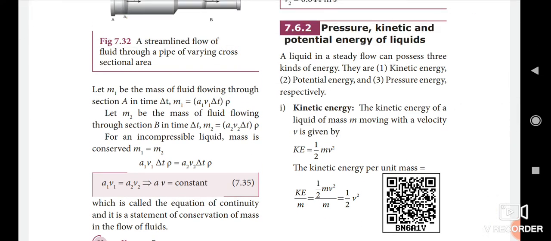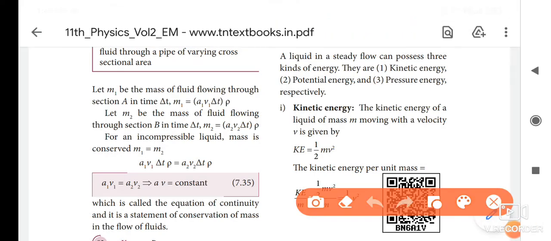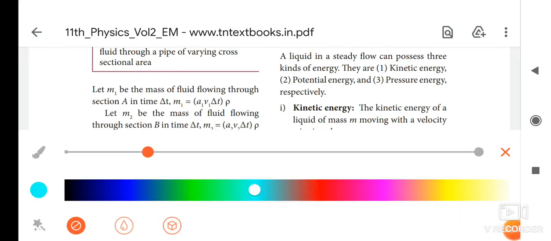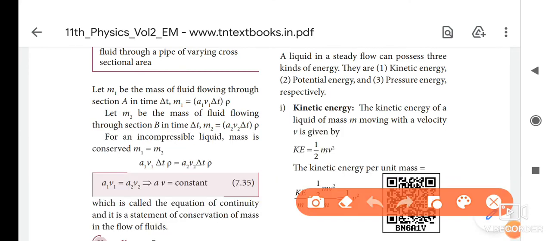So what is the value for M1 here? A1 V1 del t rho is equal to, then what is the value for M2? A2 V2 del t rho. Then we apply these values. Here del t is there, and here also del t is there, so they cancel. Here rho is there, here also rho is there, so del t and rho will be cancelled.